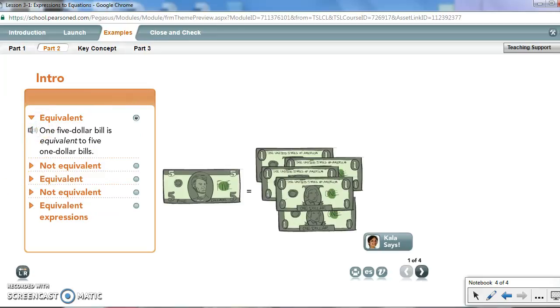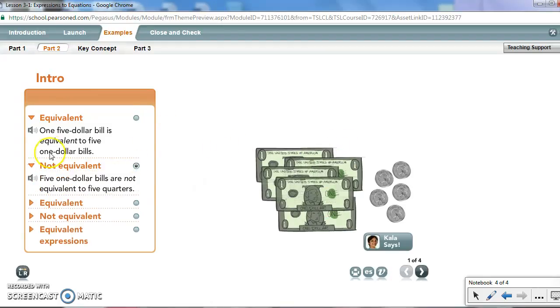One $5 bill is equivalent to 5 $1 bills. This has a $5 value, and this has a $5 value when you add those all together. 5 $1 bills are not equivalent to 5 quarters. So if you give me $5 and I give you 5 quarters in return, that is not fair. They're not equivalent.